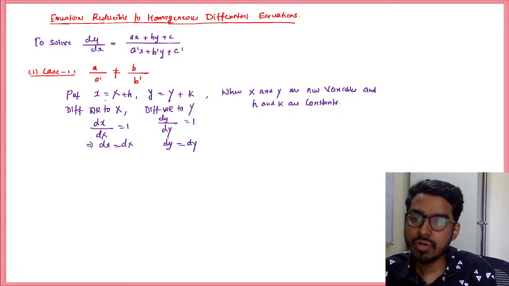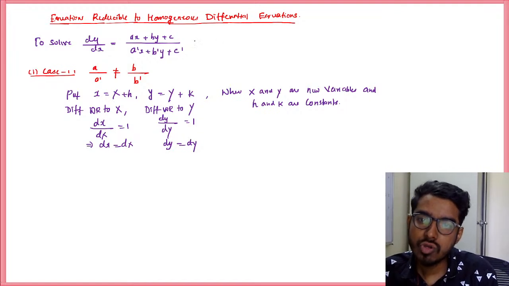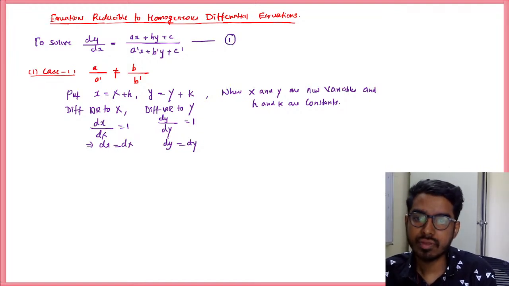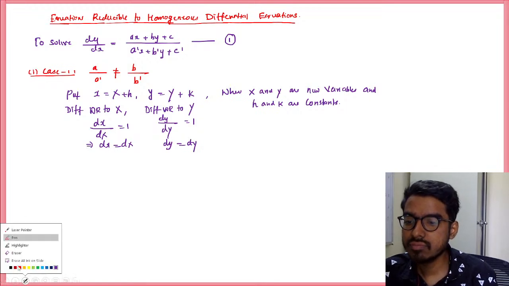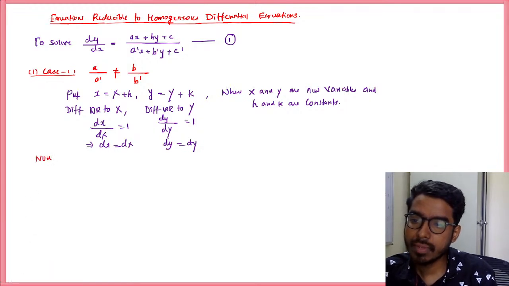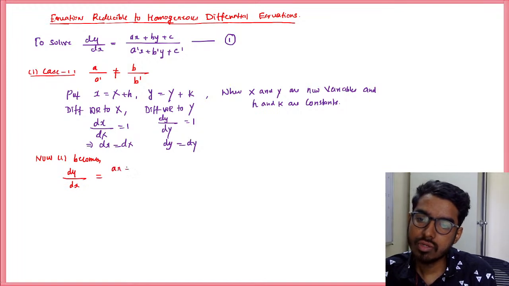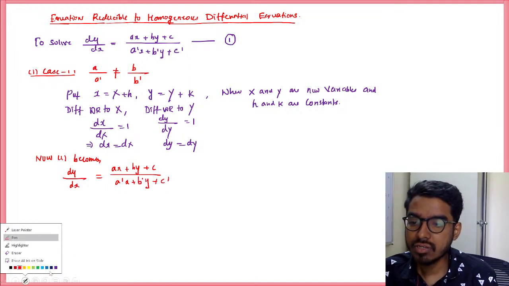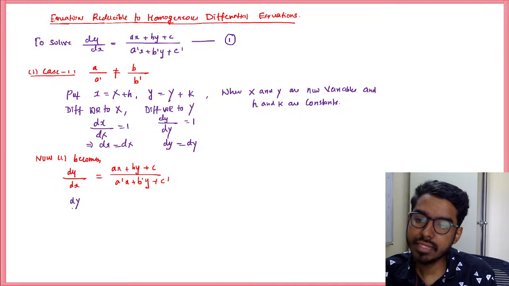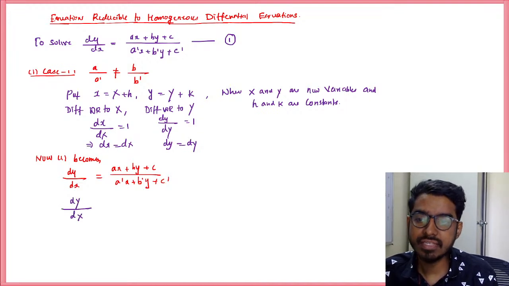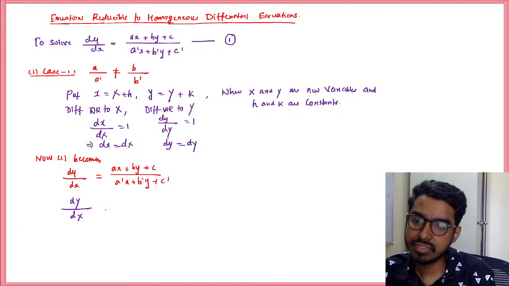So what I'm going to do is substitute this dx, dy, small x, small y value in equation number 1, right? Now 1 becomes, this is the procedure, right? So what is 1? 1 is dy by dx is equal to (ax plus by plus c) divided by (a dash x plus b dash y plus c dash). Now substitute: small dy will be capital dY, and small dx will be capital dX, because our small dx is capital dX.